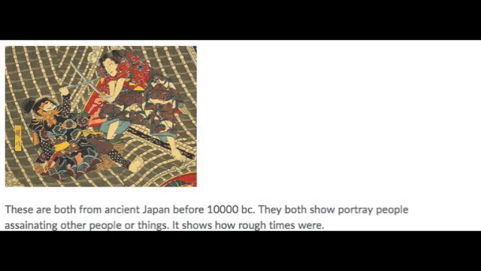I don't know. It shows how rough times were. Well, I'd say it was rough if you had people running around assassinating people and things. That's pretty rough. Think about this. You have a portrayal of people fighting with steel swords. Now, these swords are made out of steel.